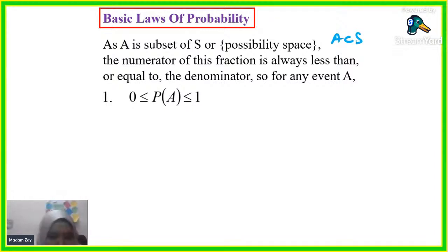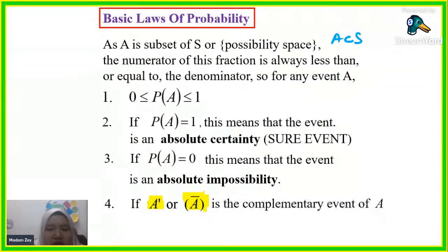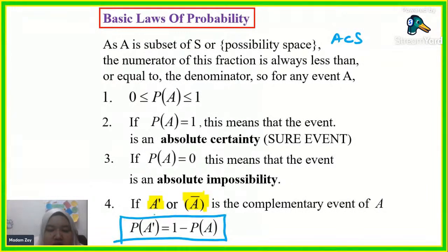A prime or A bar is the complementary event for A, then the probability of A prime or A bar is equal to 1 minus the probability of A. So you have to know when to use this complementary event. Okay.